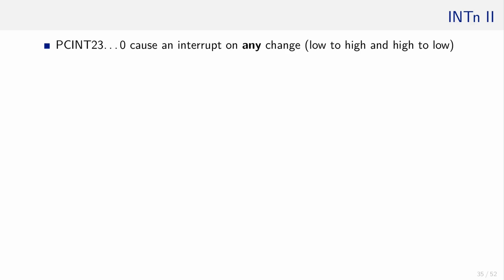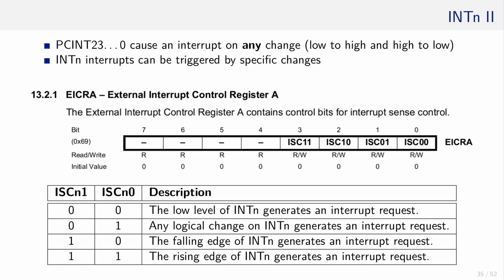Obviously, that functionality can be implemented in software. However, why would we if we have hardware support to do exactly that? Let's have a look at the EICRA, which stands for External Interrupt Control Register A. As you can see, it can be configured to issue an interrupt at any change, like the normal pin change interrupts. But it also allows a more fine-grained configuration of issuing the interrupt only at a falling edge or rising edge of the signal.